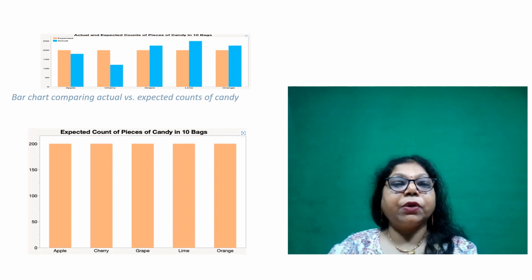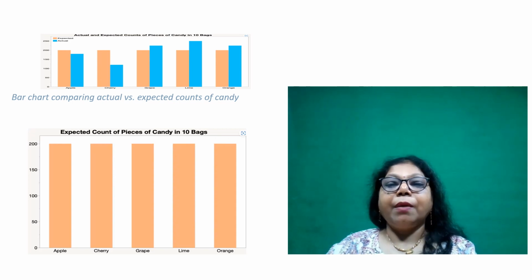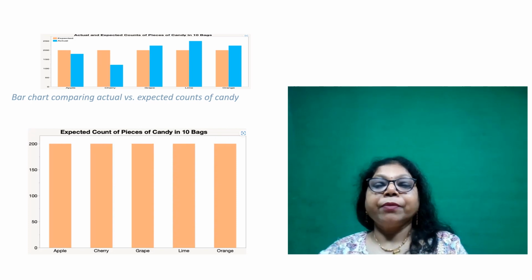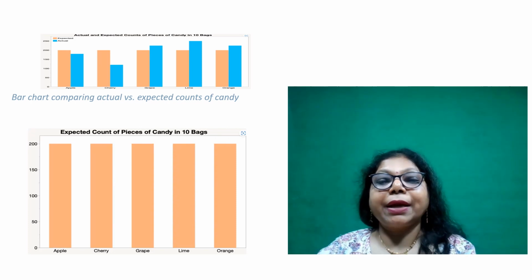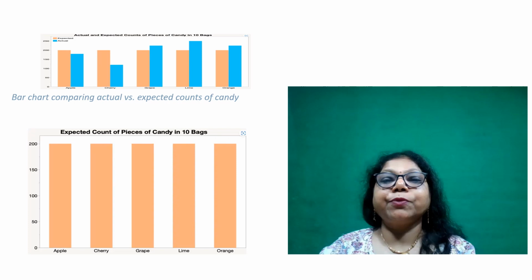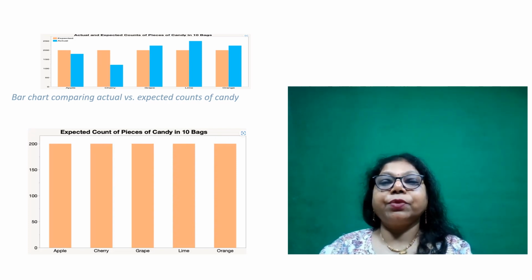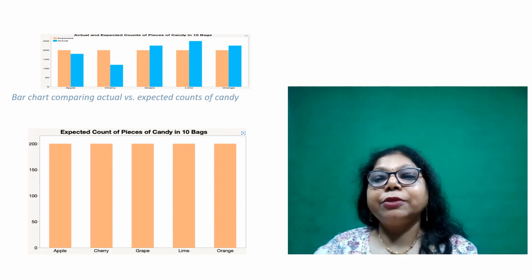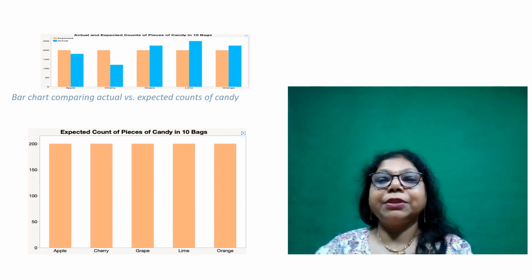So we are having equal, that is 200. But here in this chart, I have given you the actual versus the expected. The expected was 200, but the actual was sometimes less, sometimes more. This side by side chart also shows the actual observed number of pieces of candy in blue, and the orange bar shows the expected number of pieces.